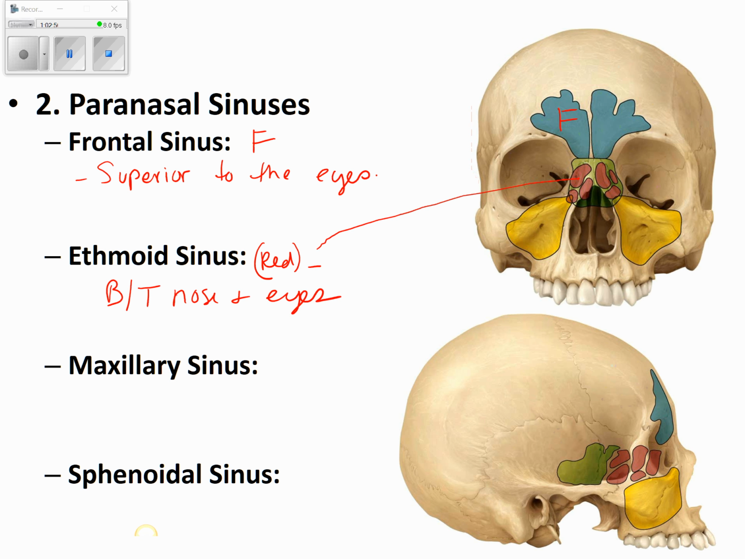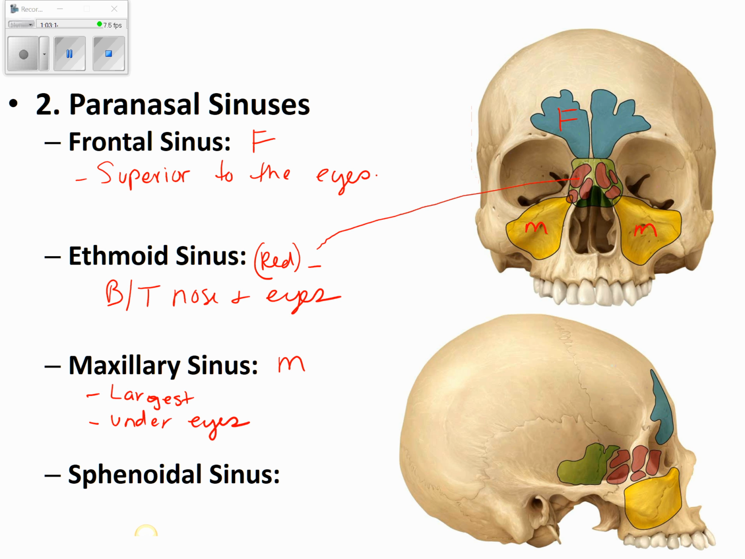Then, of course, you have your maxillary sinuses. I'll put an M on those. Okay, so those are in the maxillary bone. So those are going to be the largest sinuses. And then they're considered inferior to the eyes or under the eyes.